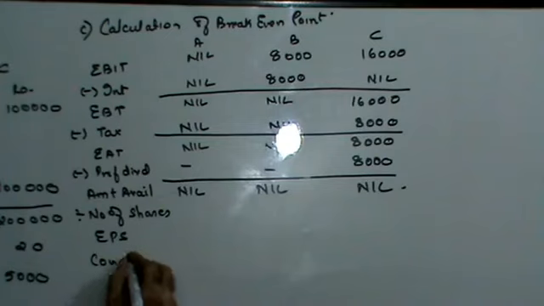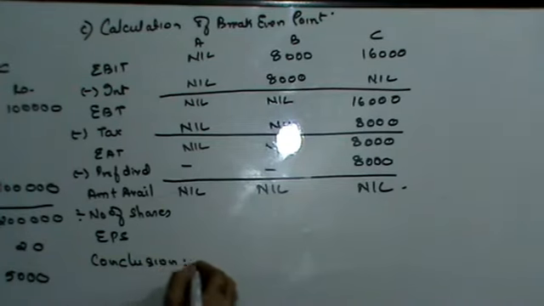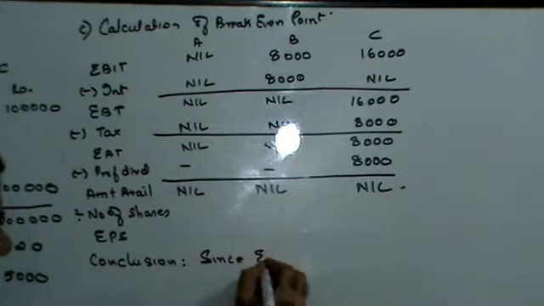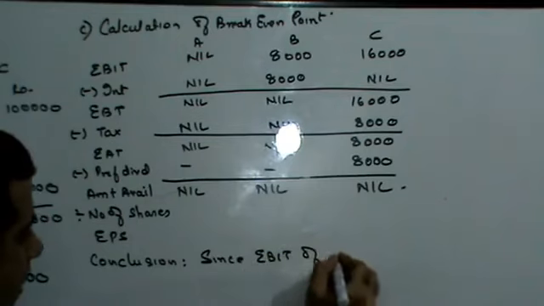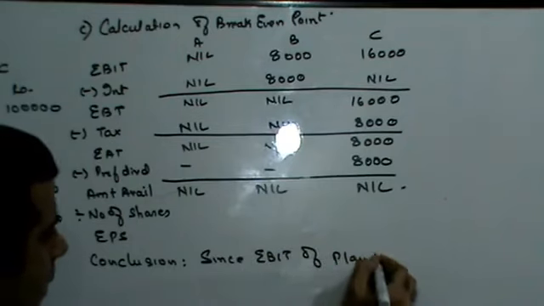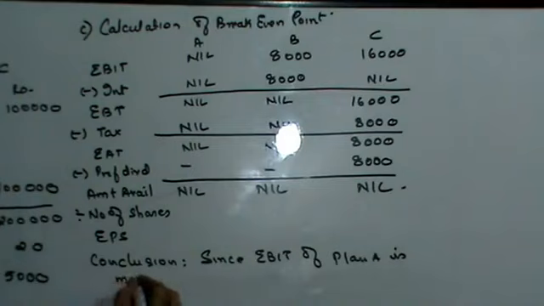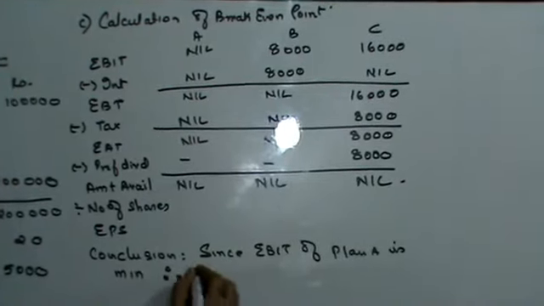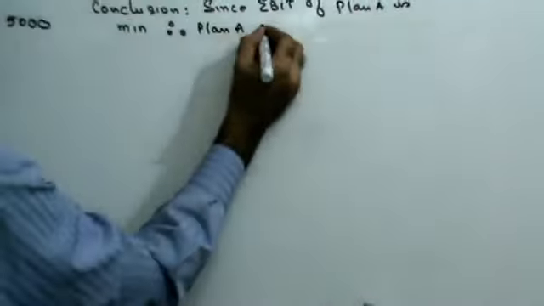Conclusion: since EBIT of plan A is minimum, therefore plan A should be selected.